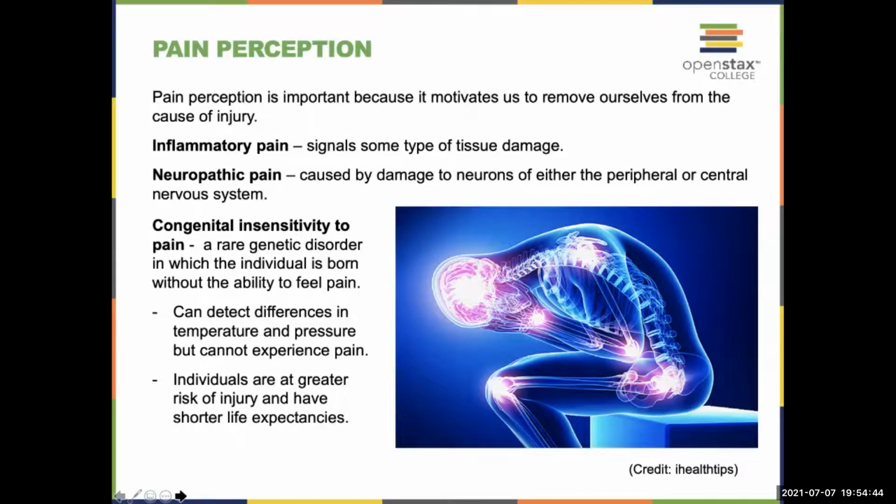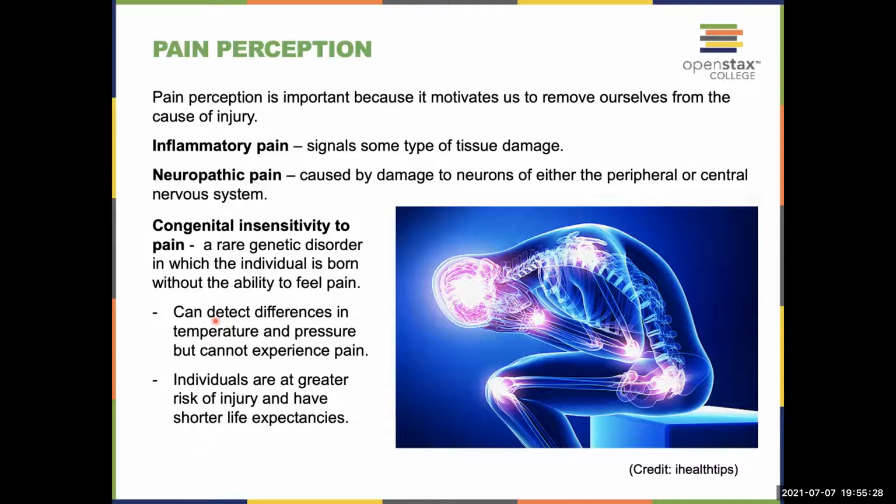And so when it comes to nociception, the pain perception, there's different kinds of pain. There's the inflammatory pain, and that's signals sent from certain types of tissue damage. And then there's the neuropathic pain, which is caused by damage to neurons of either the peripheral or the central nervous system, right? So this is where you would talk about people who experience sciatic pain, right? So that's some kind of pressure or damage to the sciatic nerve as an example, right?